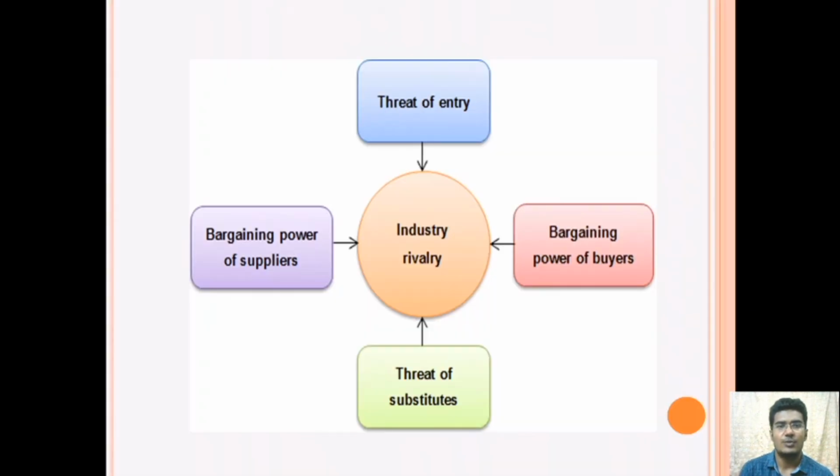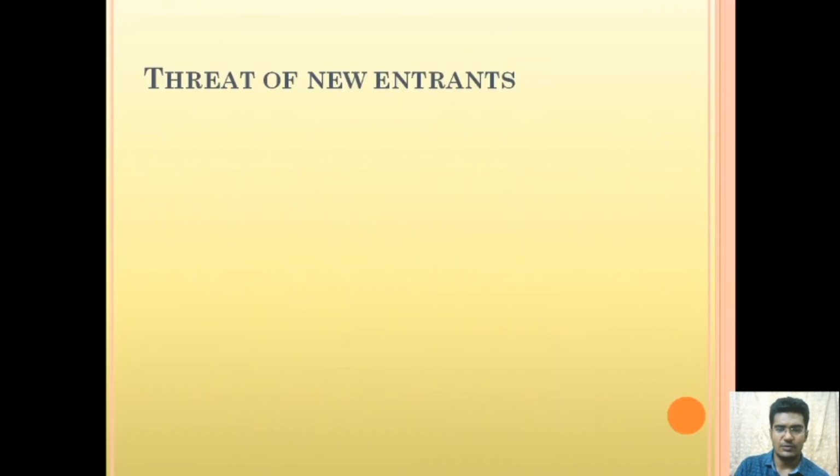Now these are Porter's five forces: threat of entry, bargaining power of buyers, threat of substitutes, bargaining power of suppliers, and industry rivalry. Let us see one after the other what Porter has to explain to us, how competitiveness can be managed, how to understand a company's current position and to make changes in their strategies to sustain in the market. Now, the first force is threat of new entrants.